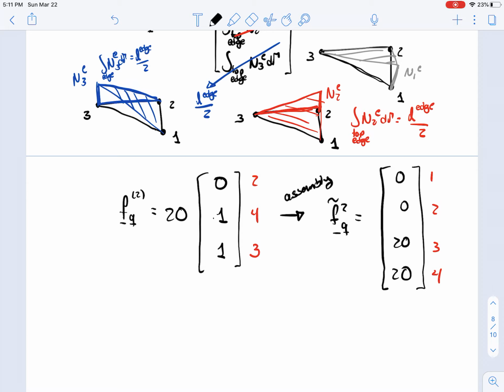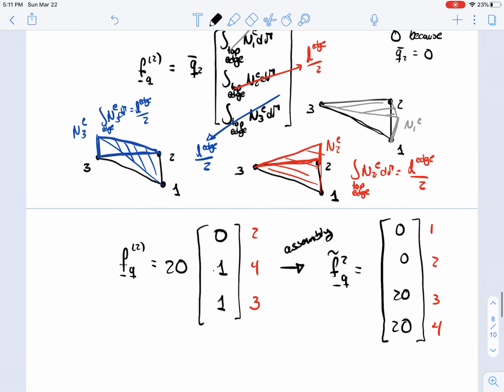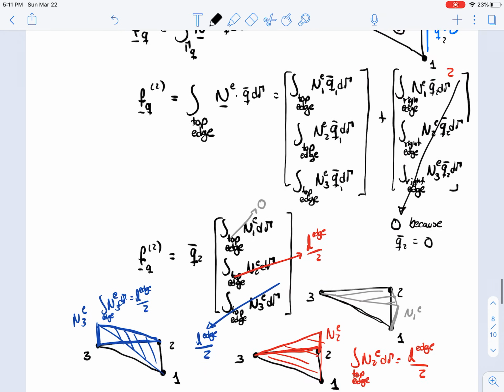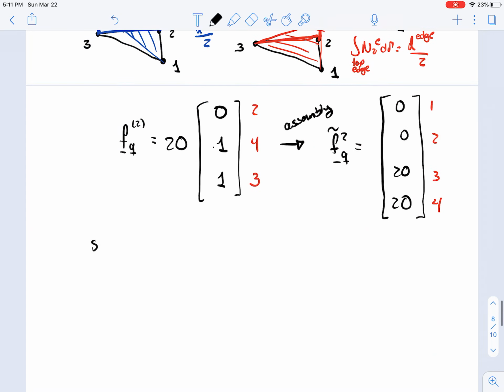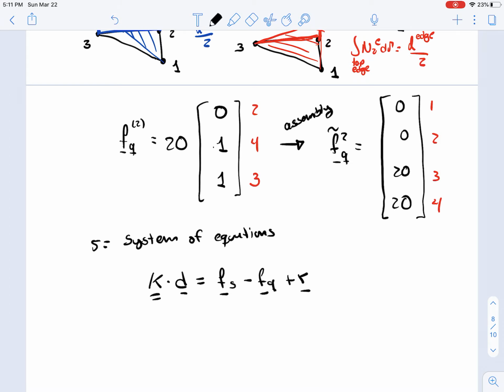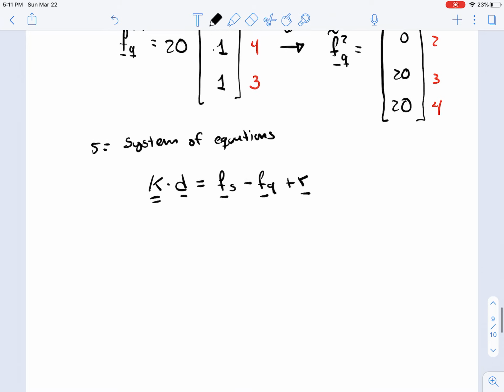All right, so now I finished. I have the global stiffness matrix and the global force vectors, both the source term and the flux term. So I can just set up my system of equations. And I think that's step number 5. The system of equations is just K times the degrees of freedom equals Fs minus Fq plus reactions.